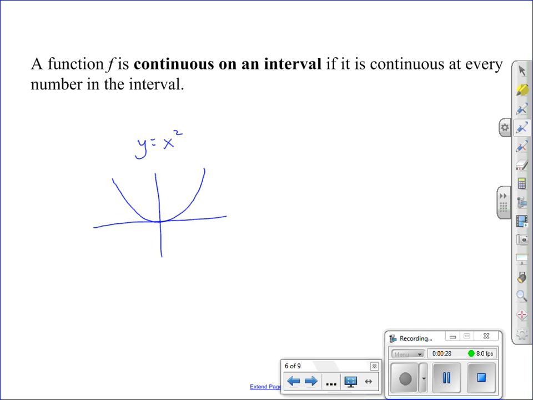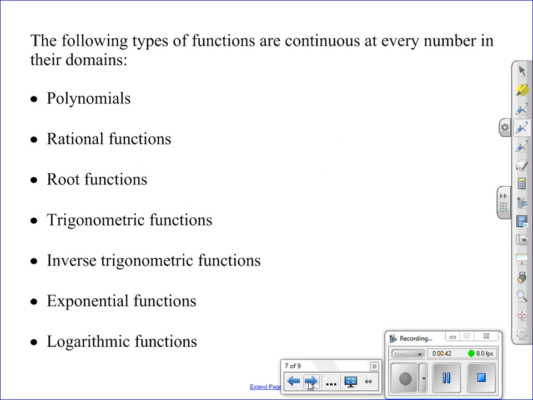So we can say that the function y equals x squared is continuous from negative infinity to infinity. So everywhere from negative infinity to infinity, it's continuous. Right. In fact, most functions we have learned before are continuous everywhere in their domains. For example, polynomial functions, x squared, x cubed, things like these. Or rational functions like x squared over maybe x minus 5, polynomial over polynomial.